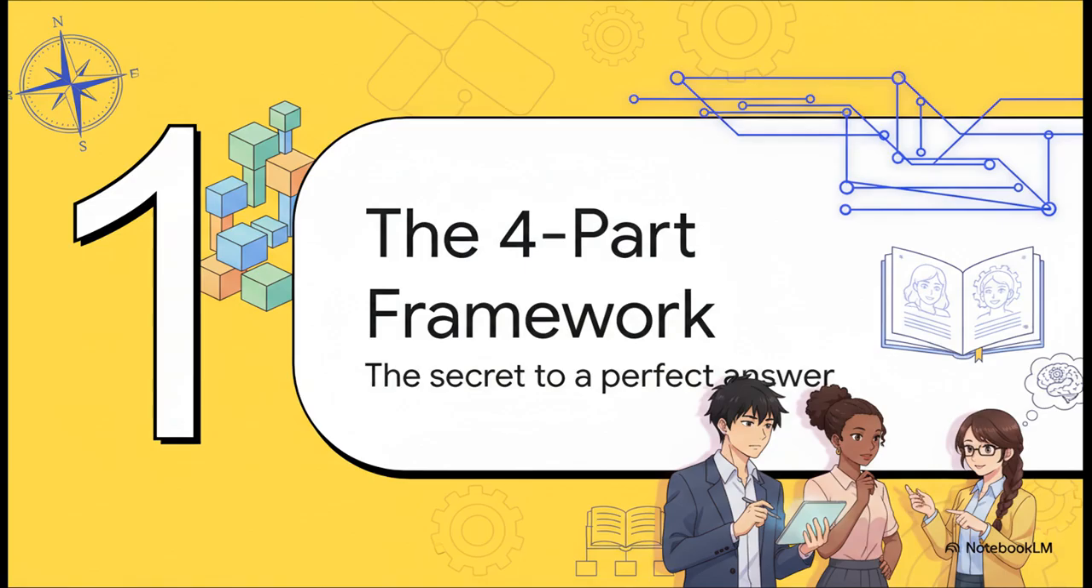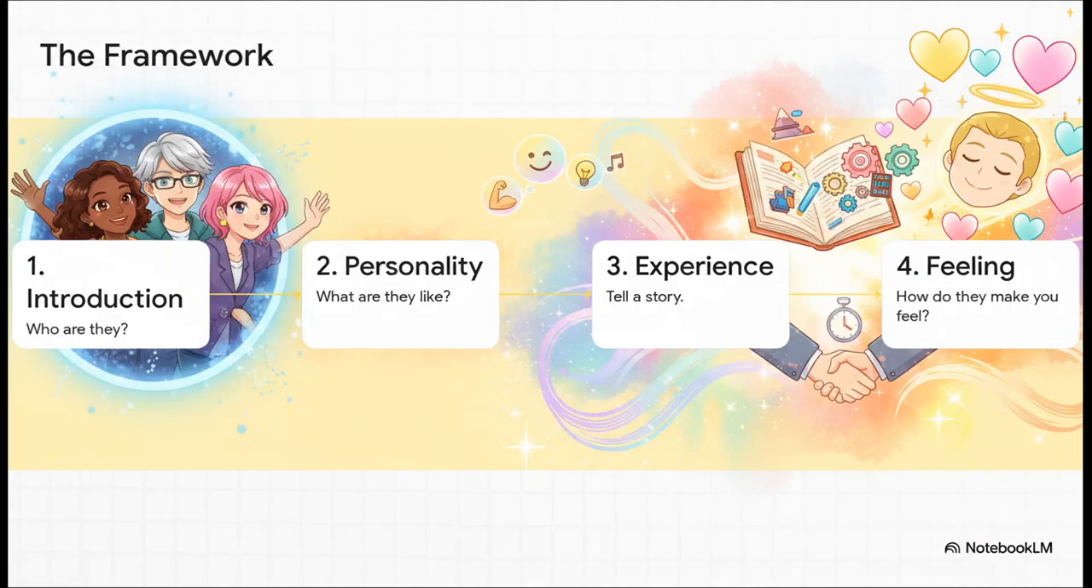So, what's the real secret to acing Part 2? It's structure. Seriously. You can forget about panicking or getting stuck for ideas. All you need is this really simple 4-part framework to guide you from start to finish. And here it is. Introduction, personality, experience, and feeling. See? By following these 4 simple steps, you can build a detailed, fluent, and super well-organized response that's going to impress any examiner. Let's jump into step 1.